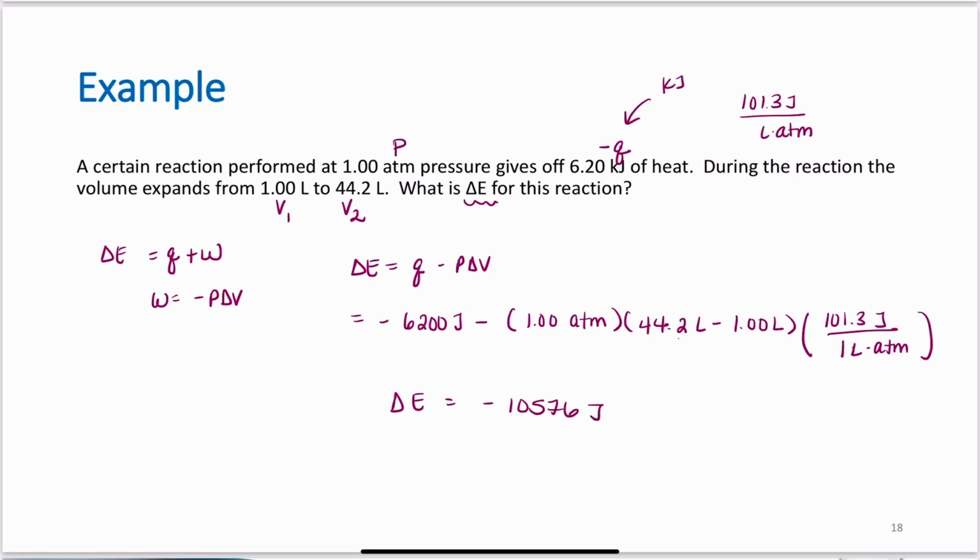Check my sig figs. 1 decimal place here. When I subtract, that's still 43.2, so still 3 sig figs. 3 sig figs on the pressure. I'm going to round this to negative 10.6 kilojoules, or you could say negative 10,600 joules. If I did not specify which units it had to be in, you could say negative 10,600 joules or negative 10.6 kilojoules. And that is PV work.